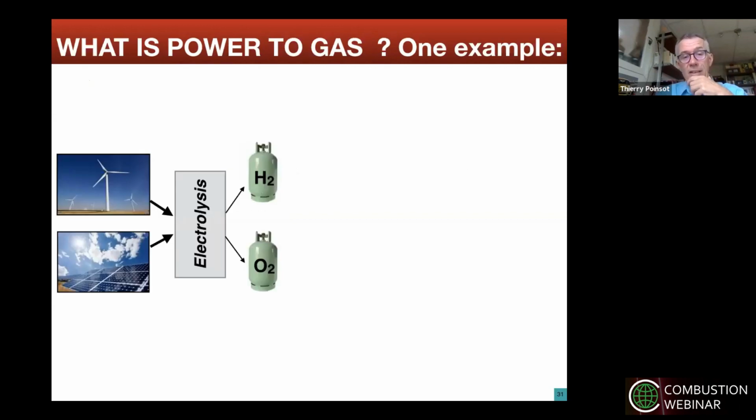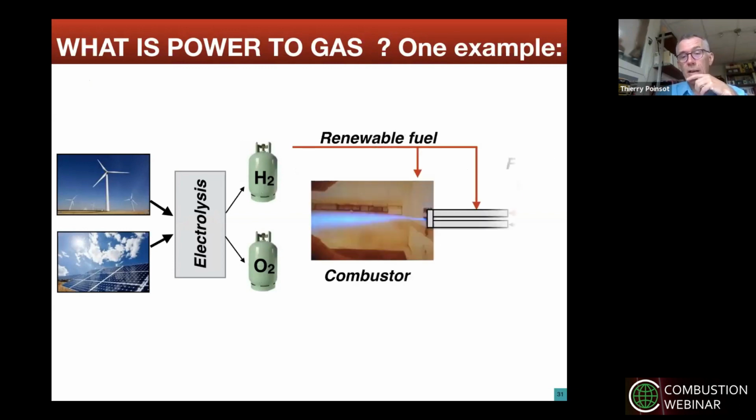So in practice, it would work like this. You produce hydrogen when you have too much power, and then when you need it, you just burn it in a combustor again. So we're back into business. Okay, combustion again here is not the problem. Combustion becomes the solution.